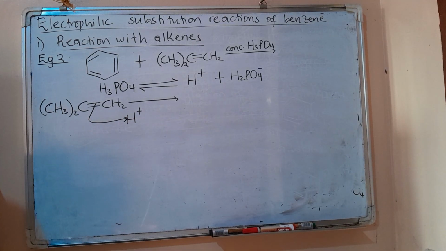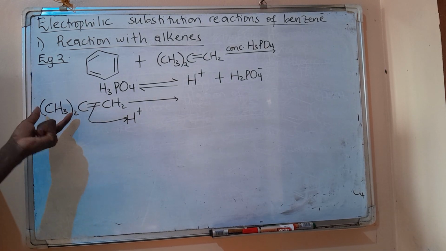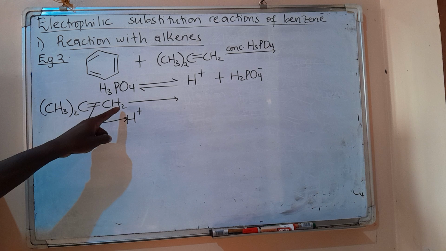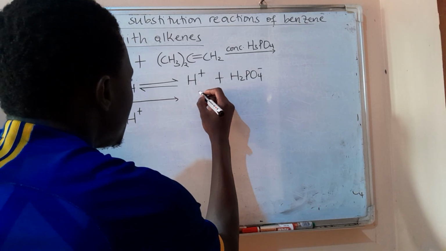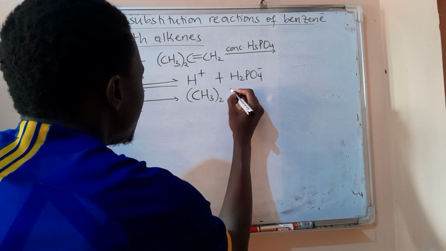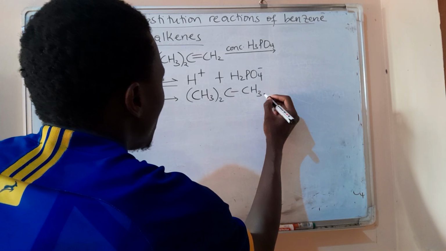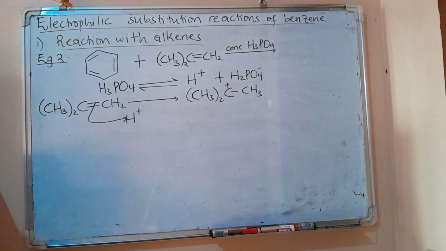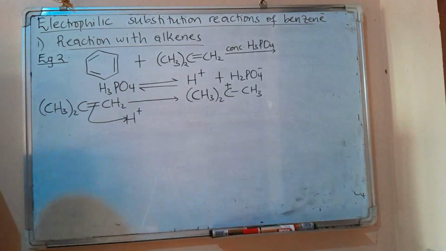Markovnikov says that hydrogen goes to the nearest carbon with more hydrogens. So you look at these two carbons. This carbon here is carrying two methyl groups. This is carrying two hydrogen atoms. So it is this that has more hydrogens, so it will go there. So we have CH3 with a 2 there, C, and these are now 3 hydrogens. Then that one will be electron deficient since electrons have been donated to hydrogen.